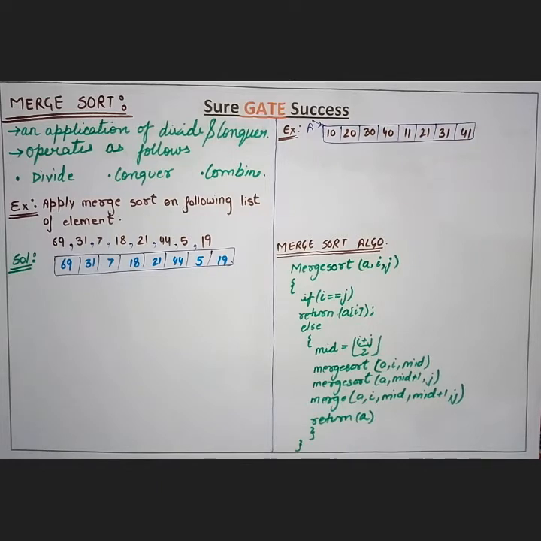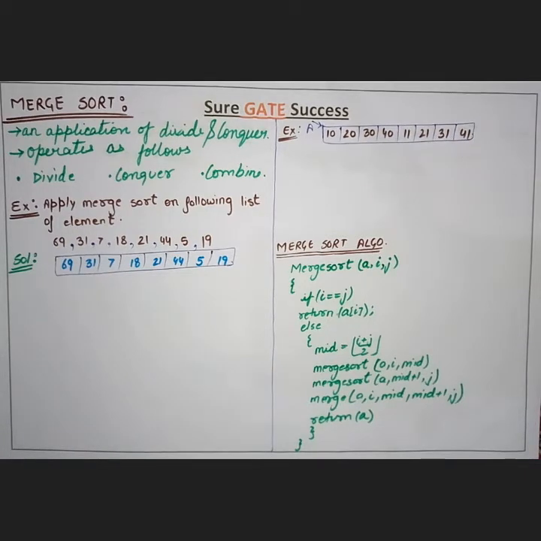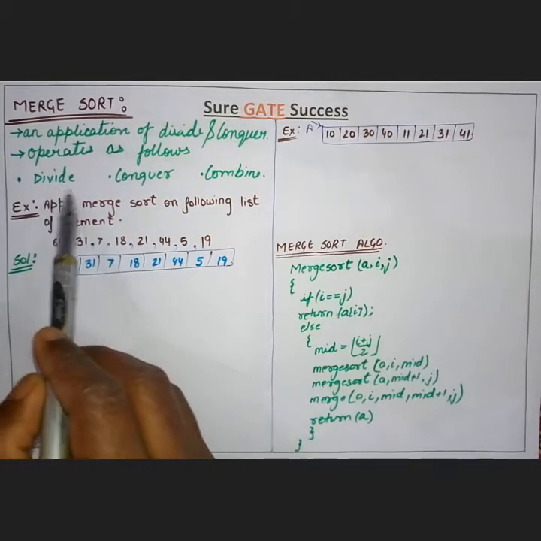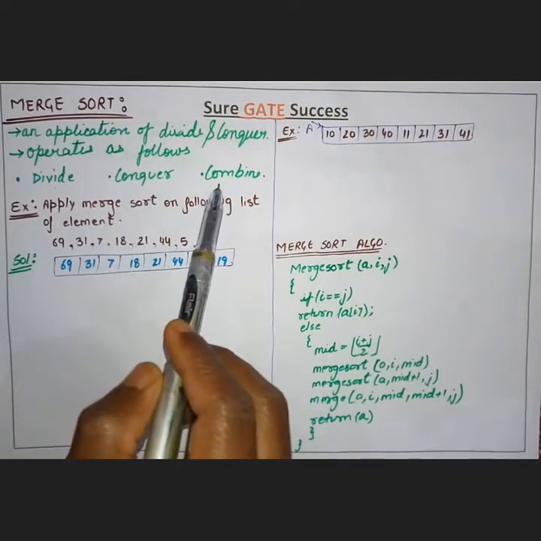The merge sort algorithm closely follows the divide and conquer paradigm. It is an application of divide and conquer. It operates in three steps: one is divide, another is conquer, and the third is combine.